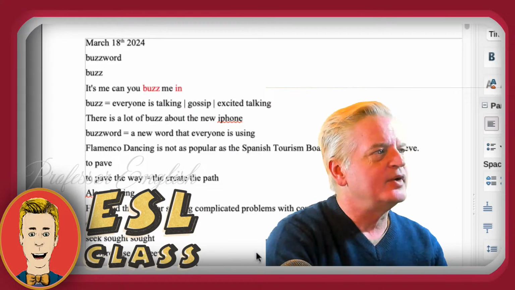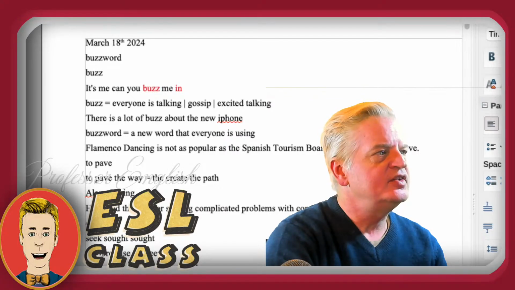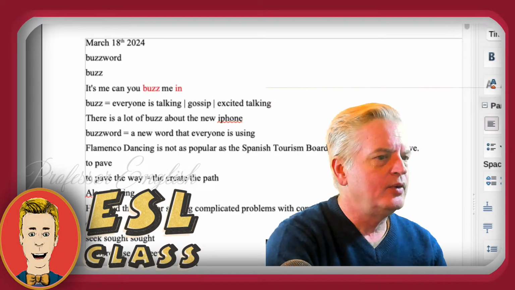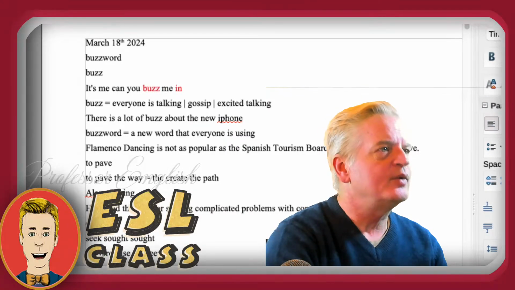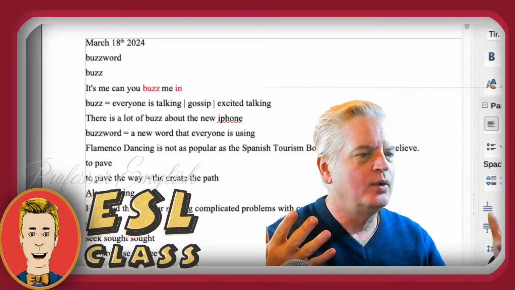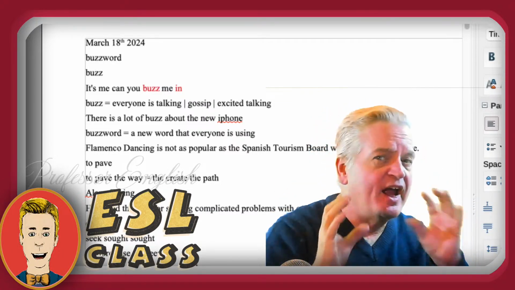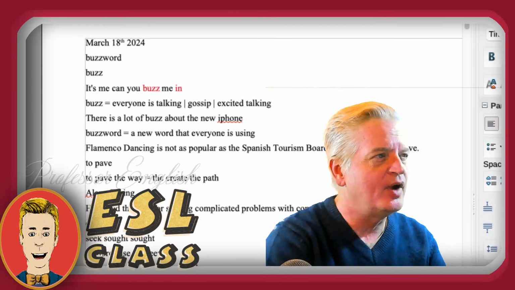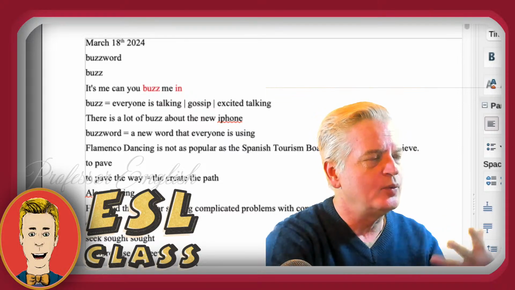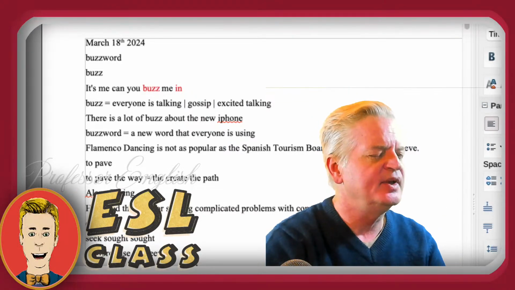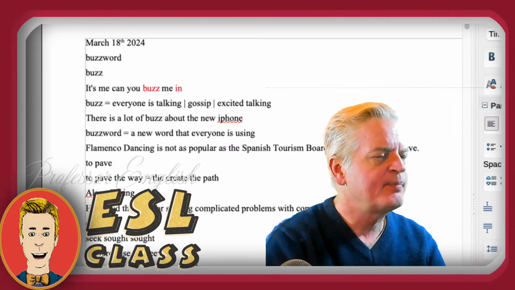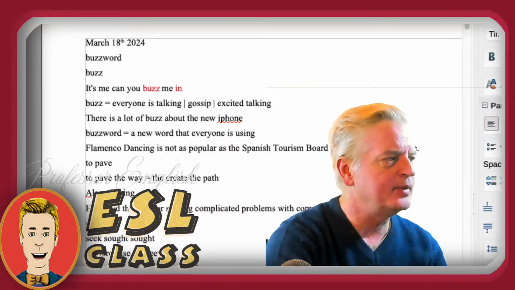So look at this example here. There's a lot of buzz about the new iPhone. What that means is everyone is talking about the new iPhone. There's a lot of bzz, bzz, bzz. Have you seen the new iPhone? Do you know about the new iPhone? So that's a way that you can use buzz. It could mean gossip or talk, people talking about it, excitement.